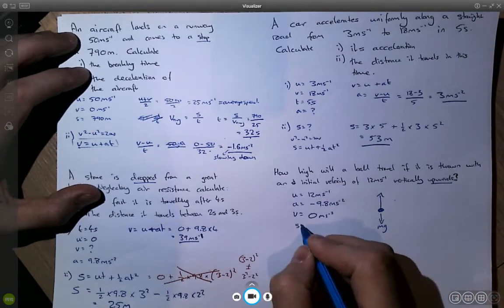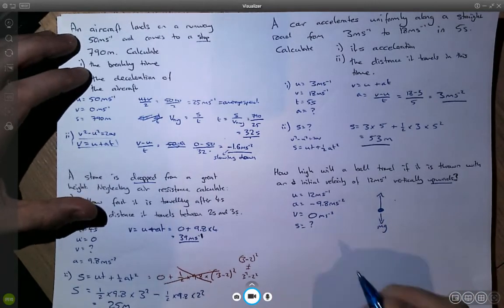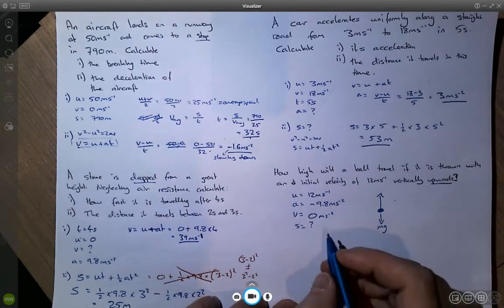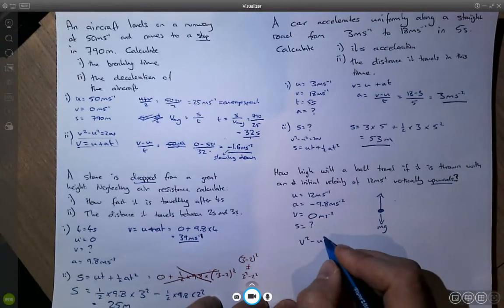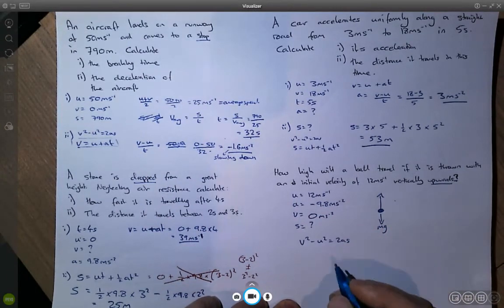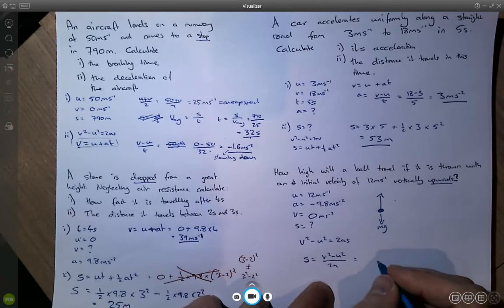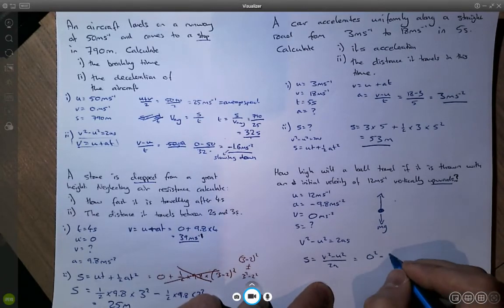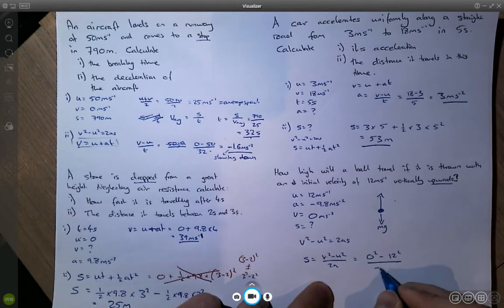And displacement is what we're trying to find. So the equation that links these two together is v squared minus u squared is 2as, or rearranging for s, v squared minus u squared over 2a. Now we can plug in our numbers. 0 squared minus 12 squared over 9.8.